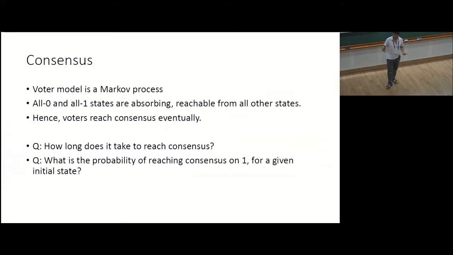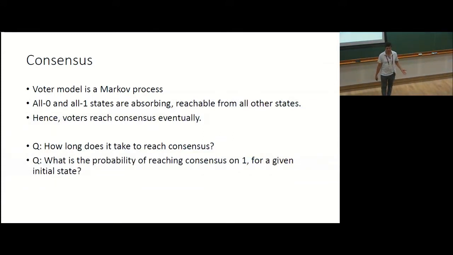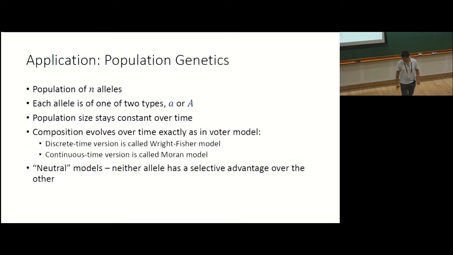Okay, so what happens in this model in the long run? Well, this is a Markov process, whether in discrete or continuous time. And the states where everybody has the same opinion are absorbing, because then there's nothing else to change to, and you can reach these states from anywhere. So you are eventually going to reach consensus either on the value 0 or on the value 1. And the questions we want to address are: how long does this take? And what's the probability of reaching consensus on any particular value? And that will depend on the initial state. So how can you calculate that probability as a function of the initial state? Okay, so that was the question.